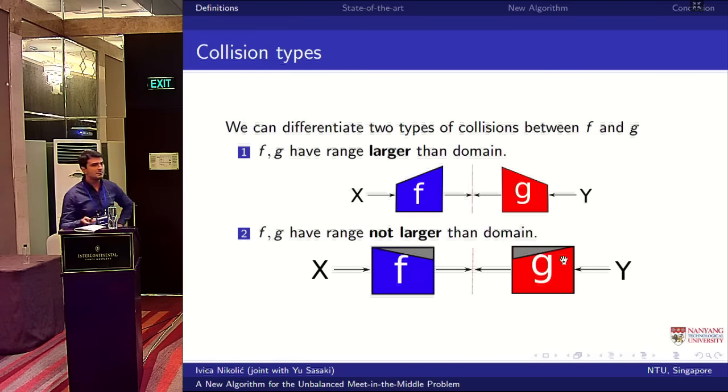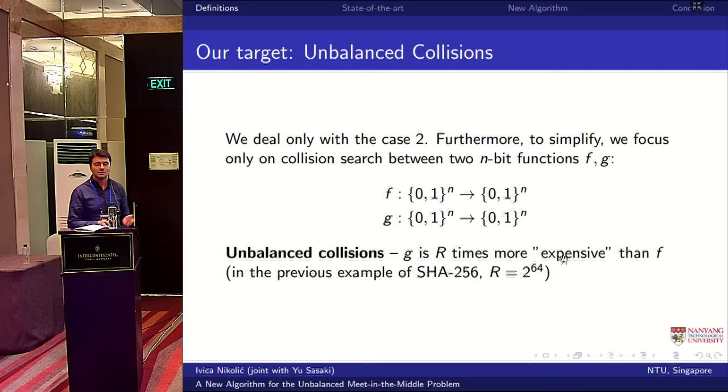And further, we can simplify it even further, and then we can assume that we are dealing only with n-bit functions f and g, and we are trying to find a collision between these 2 functions, but we are looking for unbalanced collisions. So we introduce this value of r, so we assume that one of the functions, let's say g, is r times more expensive than f. So in the previous example of SHA-2, g was 2 to the 64 times more expensive than f. Okay, so r equals 2 to the 64 divided by 1 equals 2 to the 64.